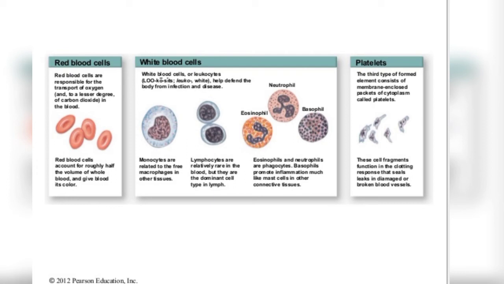Now the second is WBC. WBCs are also called leukocytes. They fight diseases by producing antibodies. Antibodies are produced inside our body against any disease, any pathogen, or any foreign material which enters our body. So these WBCs are the defense system of our body.